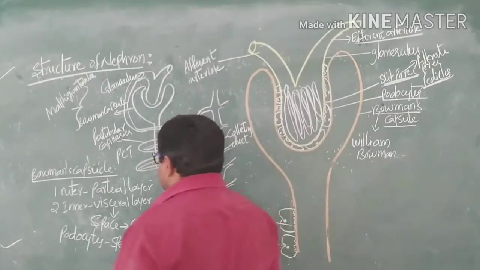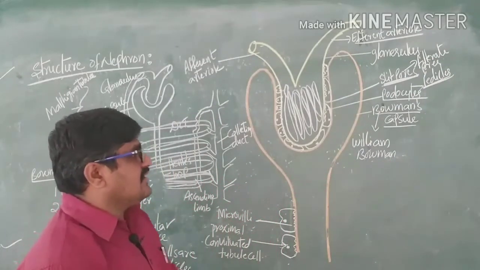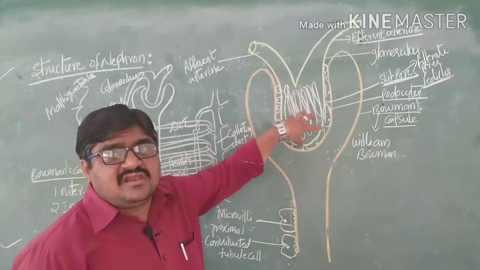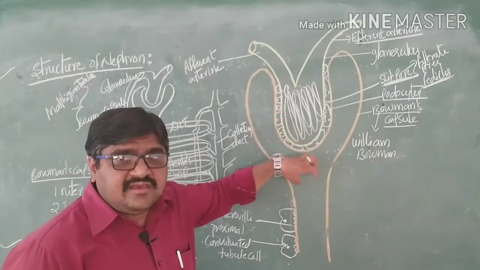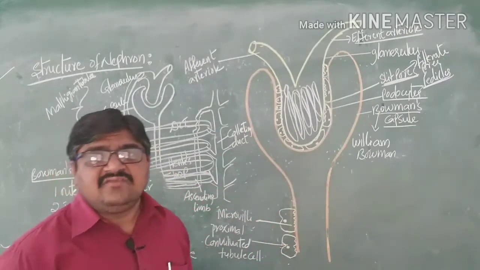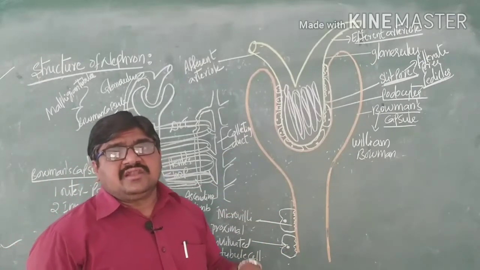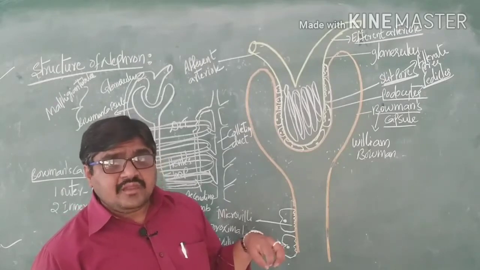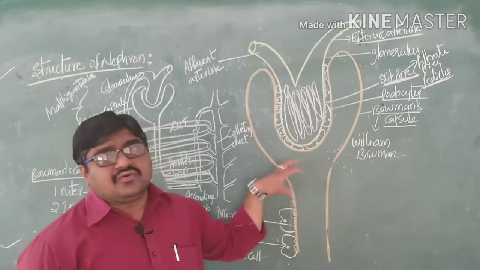Means they filter the blood, that is, what the blood contains, the essential or non-essential elements that are present. These are filtered through these pores into the proximal convoluted tubule, so they are called the filtration pores.